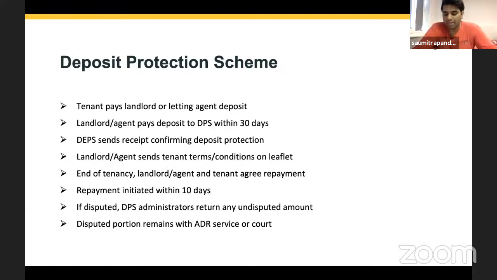At the end of the tenancy, the landlord or agent and the tenant agree repayment of the deposit and inform the scheme administrators. If there is a dispute, the DPS administrators return any undisputed amount to the relevant party, but hold the disputed portion until the dispute resolution service or the courts decide what is fair.